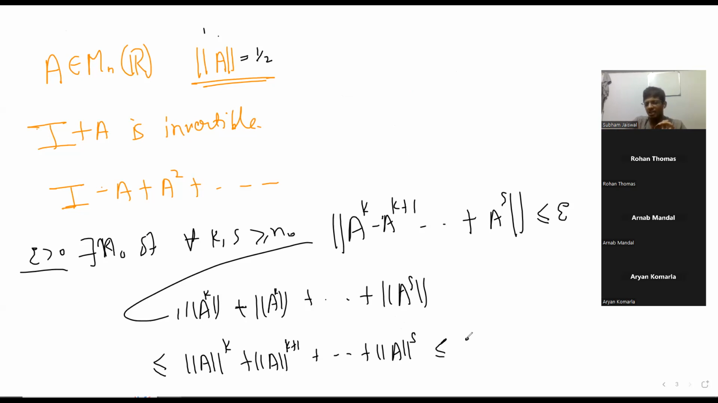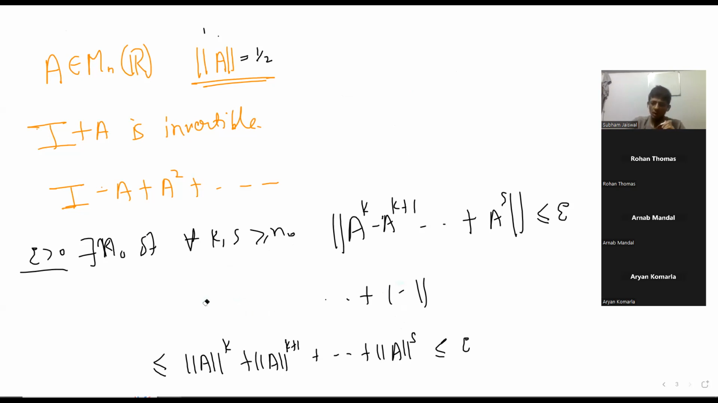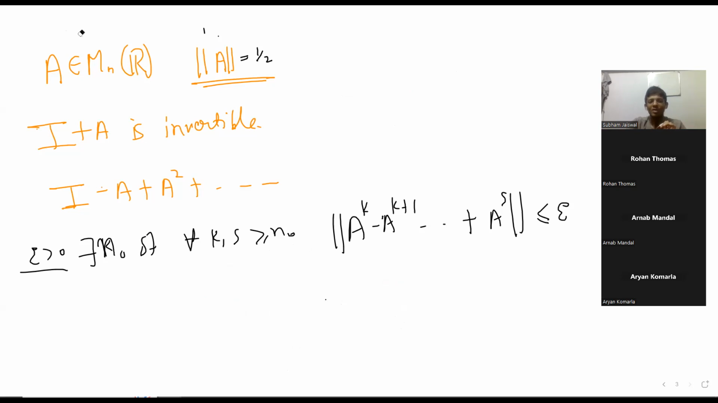This is less than epsilon. Let me erase this part. But you need to go back to the Euclidean norm. Actually, you don't need to go back, but if you don't, then you have to do some more analysis and prove some more results. But this is less than epsilon, right?